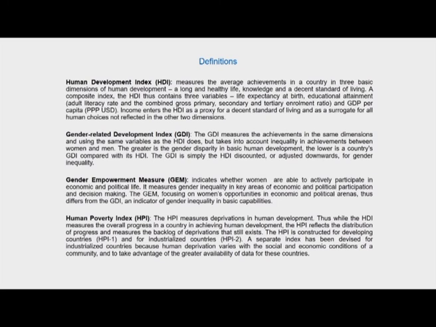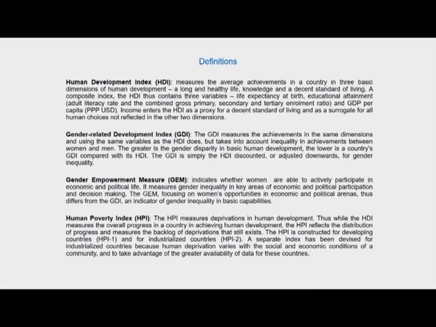The Human Poverty Index, as we have just seen, measures deprivations in human development compared to HDI, which measures the achievements in human development. So, while HDI measures the overall progress in a country in achieving human development, HPI reflects the distribution of progress and measures the backlog of deprivation that still exists. So, HPI 1 is constructed for developing countries and HPI 2 is constructed for industrialized countries.